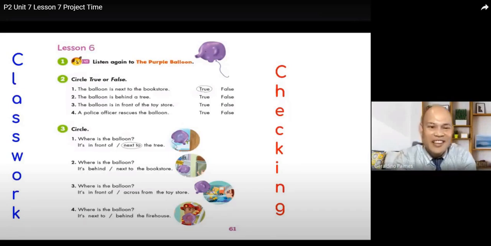Okay, now I guess you already have your paper. So we will answer this one. Now I guess you remember where the places of the balloons are. First one, can you remember? It's next to the tree. Number 2. Next to the bookstore. Very good. Number three, in front of the bookstore. Not bookstore, in front of the toy shop. Number four, behind the firehouse.